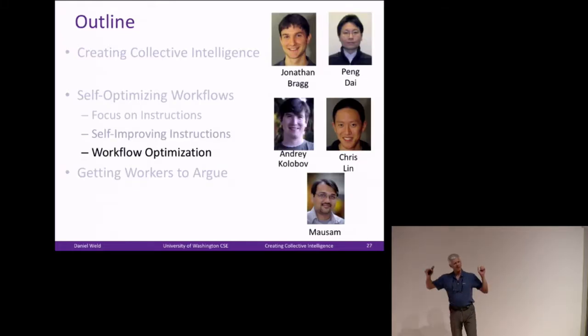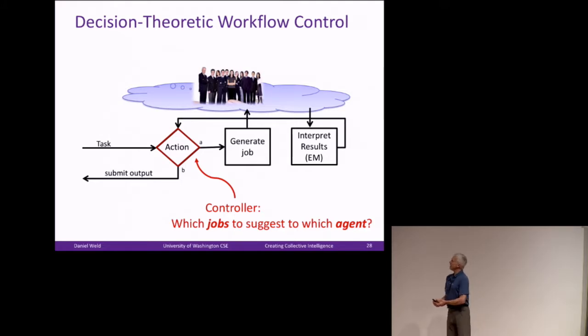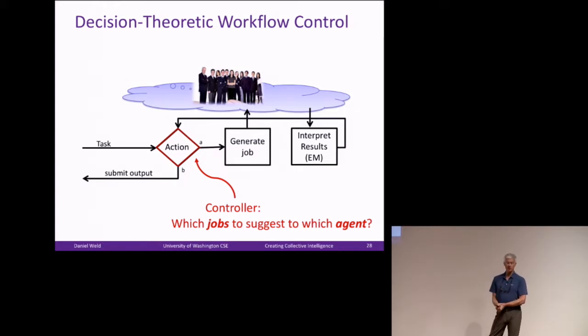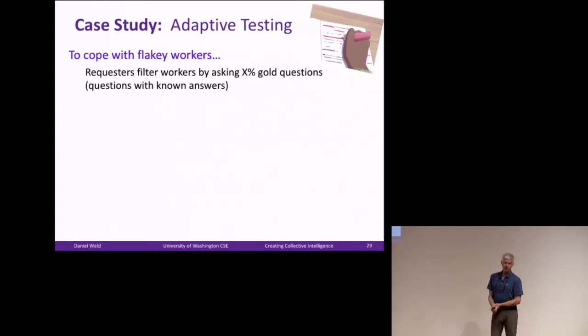And then finally, that's a way of having the workers help improve the workflow. But we've also done a lot of work on having AI algorithms improve the workflow. So workflow optimization. And the basic idea here is to think about the system as an intelligent controller where the computer's trying to figure out which jobs to suggest to which people. And we and other researchers, like HA, for example, have applied this general idea to a number of different processes. I'm going to give you one example of adaptive testing.